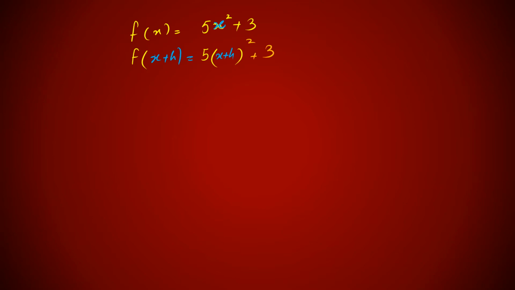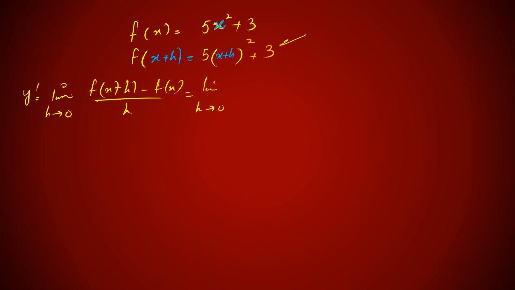Now write down the formula of the derivative using the limit process and replace your data here. f of x plus h minus f of x over h. So we have limit h approaches 0. In place of f of x plus h, we will write 5, bracket x plus h whole square, plus 3, and minus f of x here. That means minus 5x square plus 3. Don't forget to put the expression in the bracket.